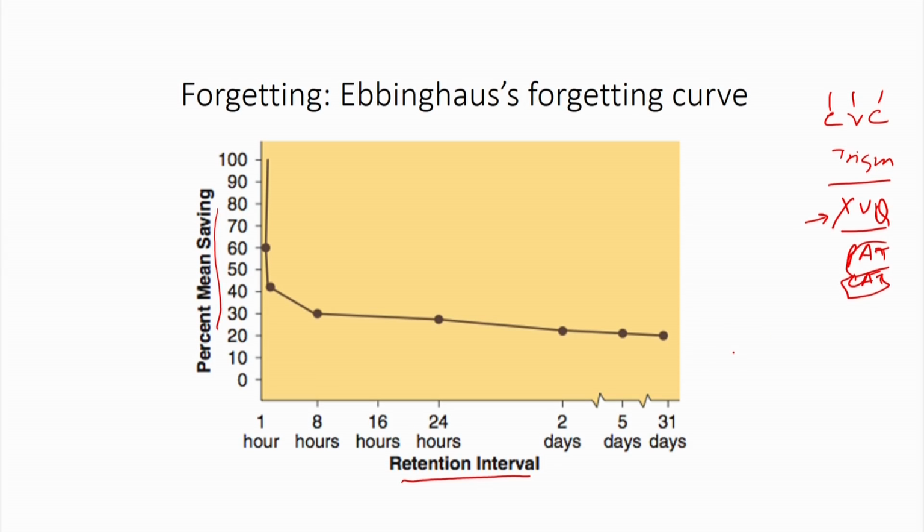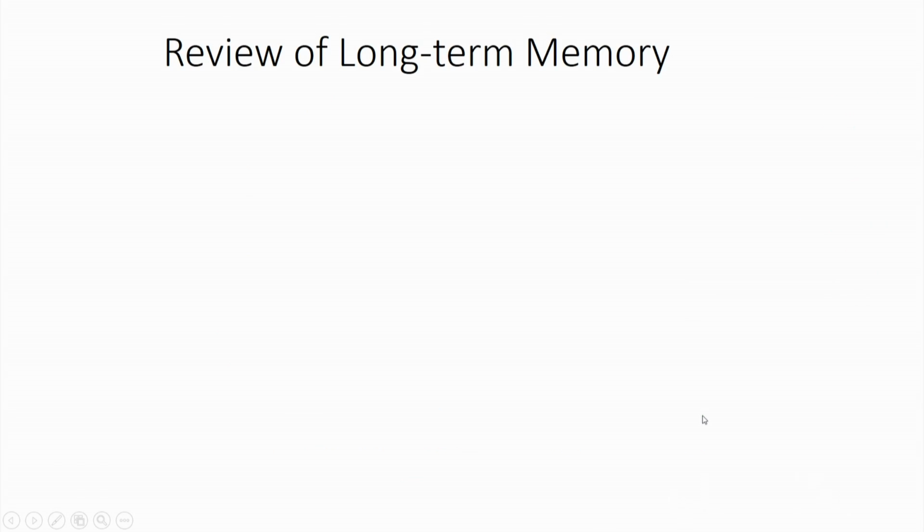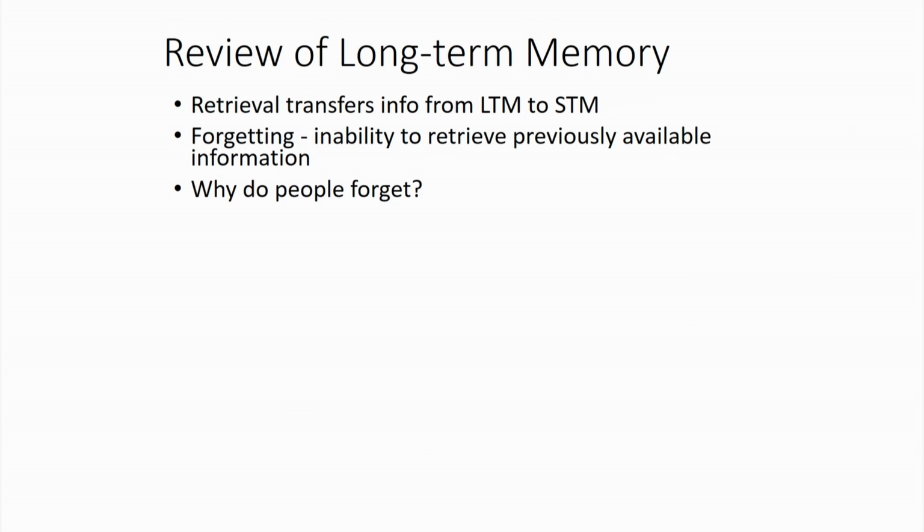So basically, there is a store which allows you to store this information for a longer duration of time. And this idea that you do not forget after this long duration is another evidence for the existence of a store which stores information for a longer duration with more rehearsal. So as time passes, you don't tend to forget more, and this is evidence for long term memory. So let's do a quick review of long term memory.